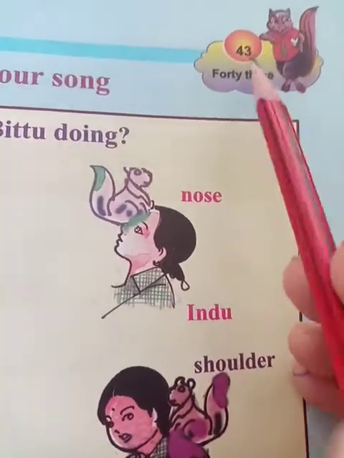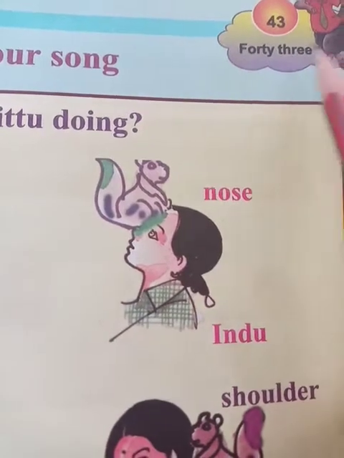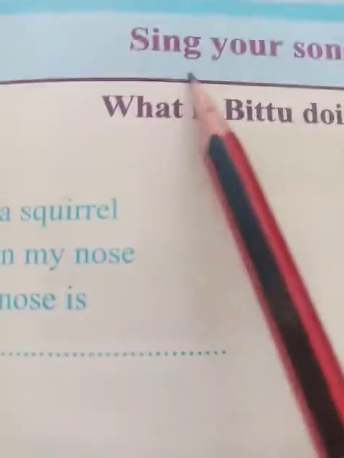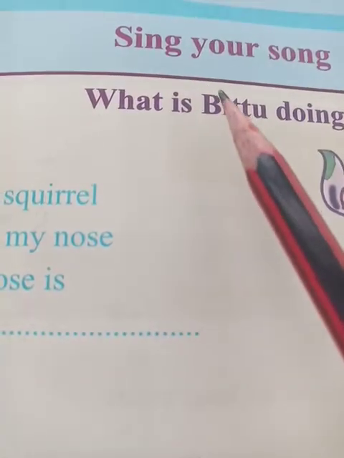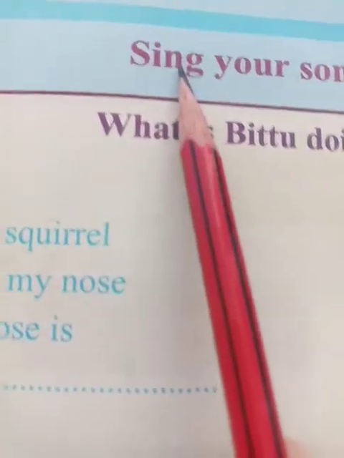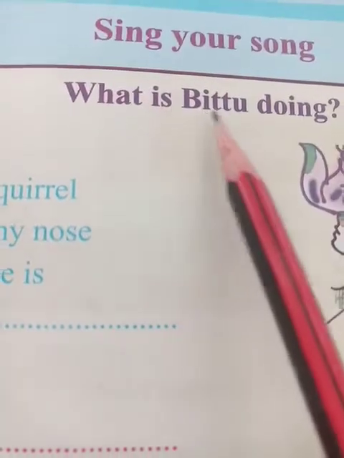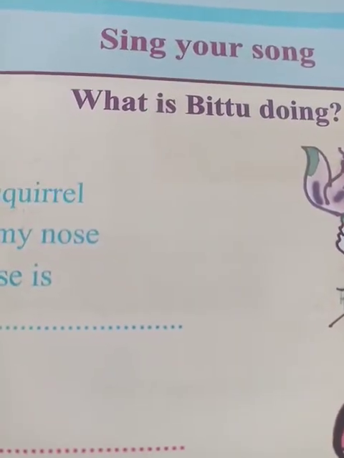Okay, now see page number 43. 43 spelling, F-O-R-T-Y, 40. T-H-R-E-E, 3. 43. What is the lesson name? Sing your song. S-I-N-G, sing. Y-O-U-R, your. S-O-N-G, song. Sing your song. Okay.